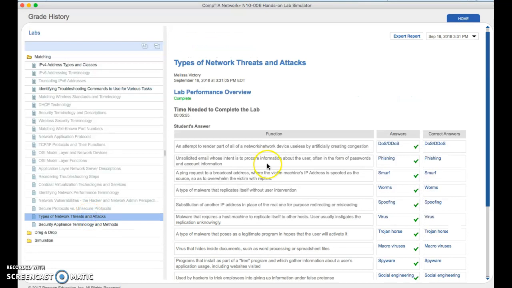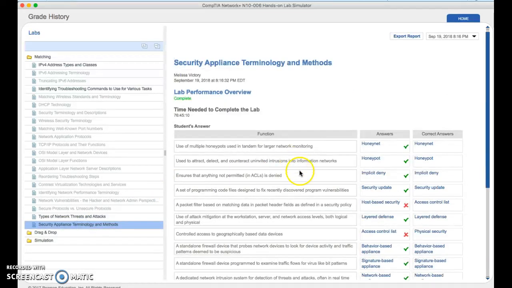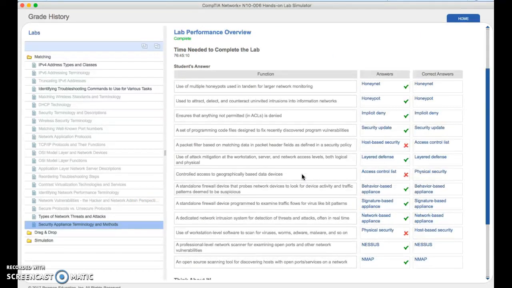Then I did types of network threats and attacks. This was fairly easy for me. I work in a computer environment anyway, and I'm quite familiar with most of these threats and attacks. Then I did security appliance terminology and methods. As you can see, that one was a little bit trickier for me. I struggled to find some of the answers, and it's obvious in my grades.